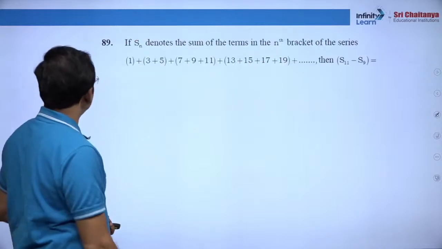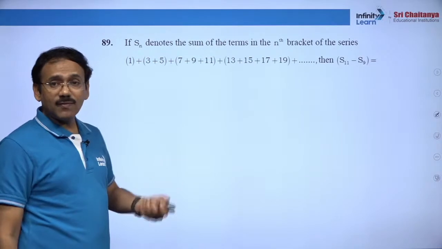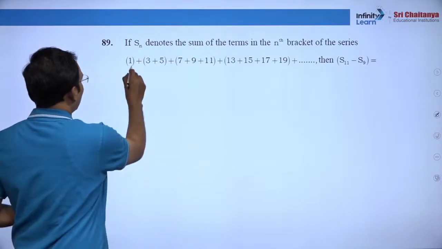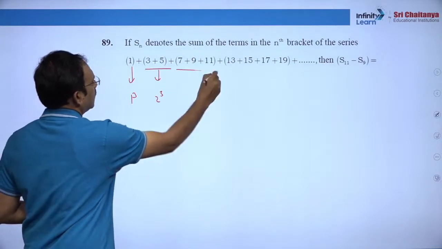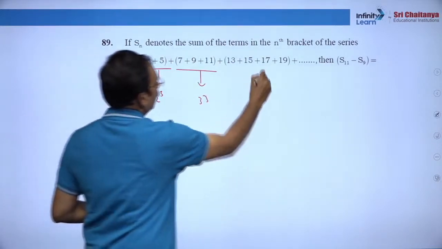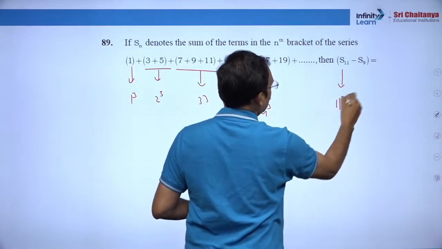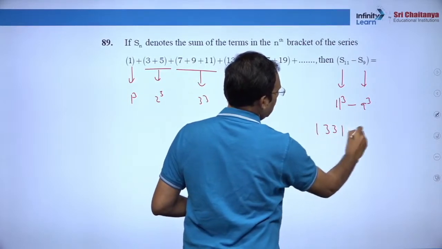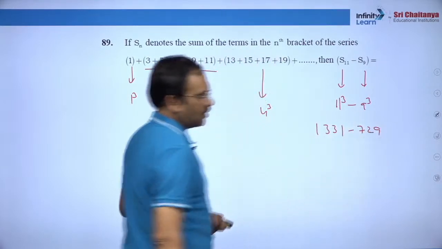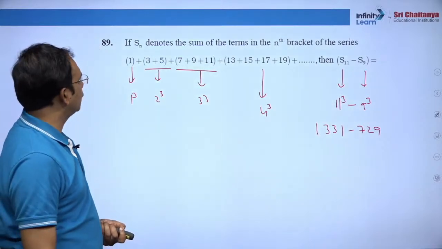Okay. Next, dear friends, you see here Sn denotes the sum of the terms in the nth bracket. Interestingly, this is 1 cube, this is 2 cube, this is 3 cube, this is 4 cube. So S11 will be 11 cube, S9 will be 9 cube. 11 cube is 1331, 9 cube is 729. Okay, that's it. You will get the answer 602.